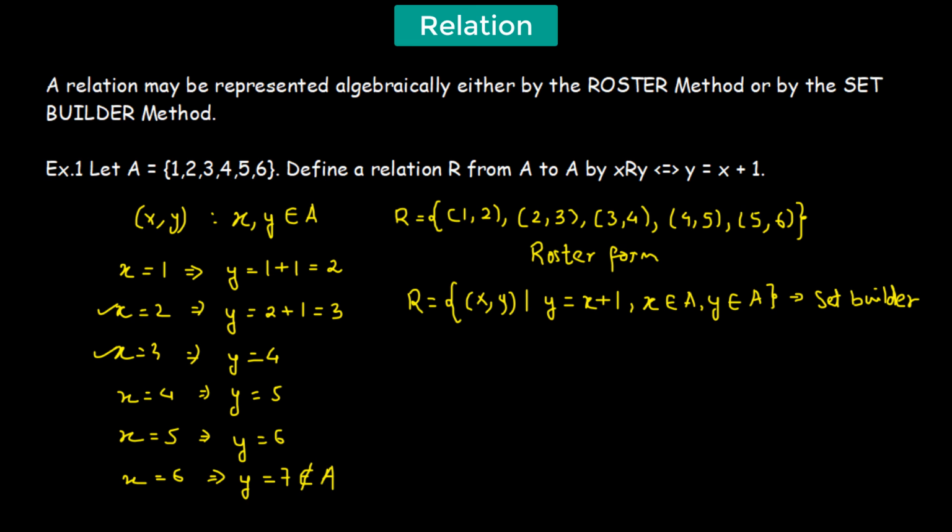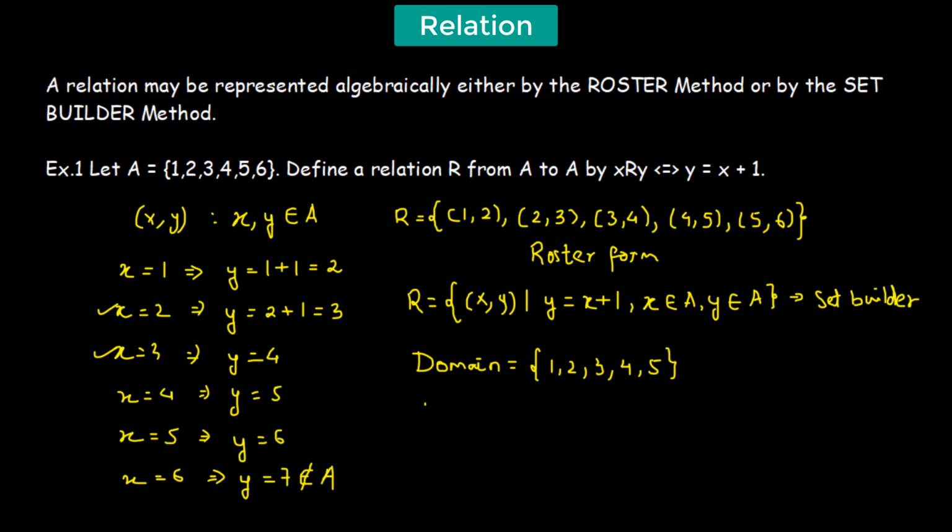Now we can find out the range, the codomain and the domain of the relation. So let's start with the domain. The domain is the set of all the first elements in our ordered pairs. So the first elements will be 1, 2, 3, 4 and 5. These are all the first elements in our relation.